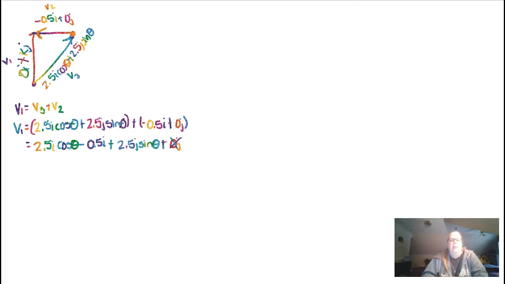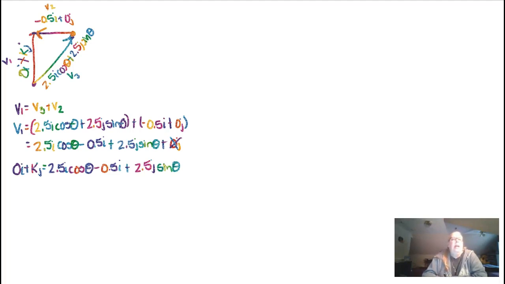that in there. And I also have a vector for v1. We said it was 0i plus kj, so let's fill that in too. We got 0i plus kj equal to 2.5i times the cosine of theta minus 0.5i plus 2.5j times the sine of theta.